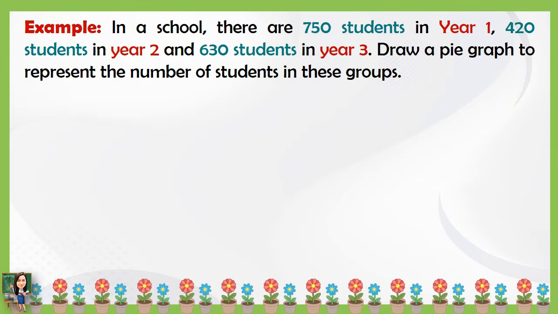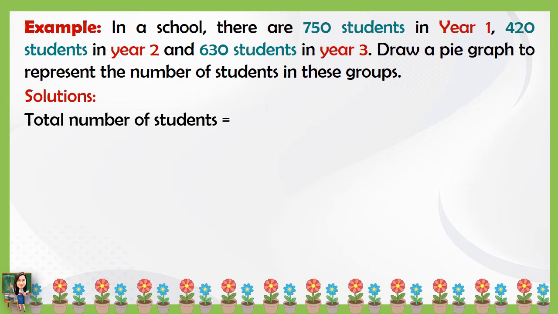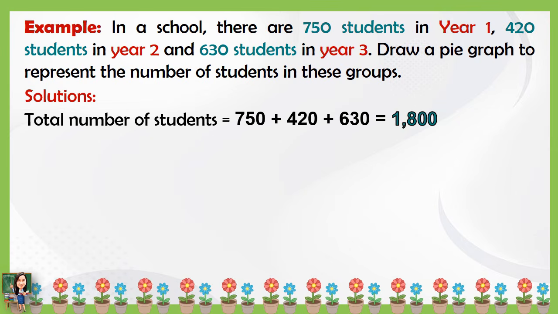Example: in a school, there are 750 students in Year 1, 420 students in Year 2, and 630 students in Year 3. Draw a pie graph to represent the number of students in these groups. Solution: total number of students: 750 students in Year 1 plus 420 students in Year 2 plus 630 students in Year 3 equals 1,800 students.